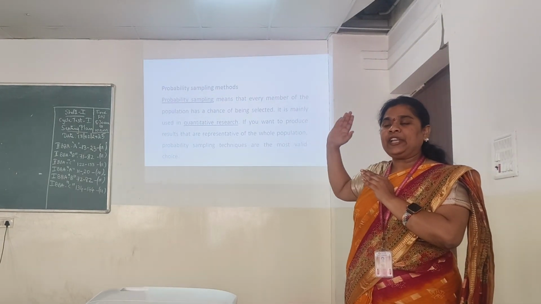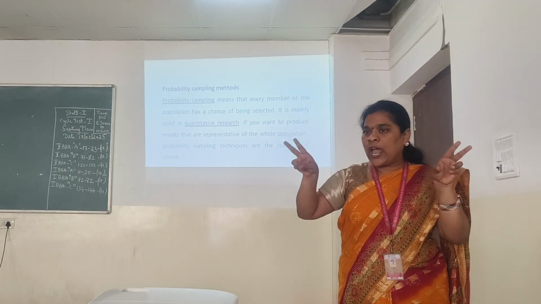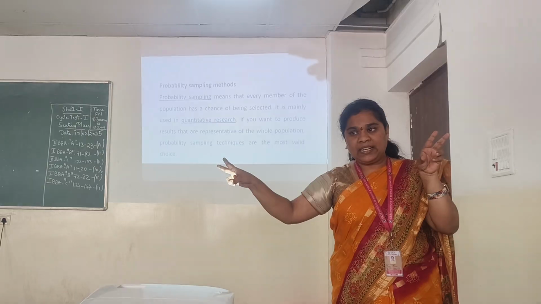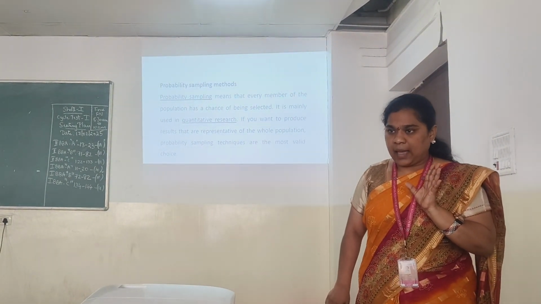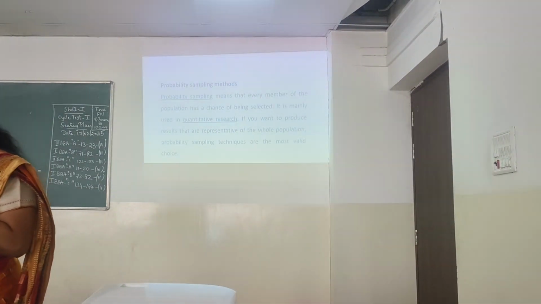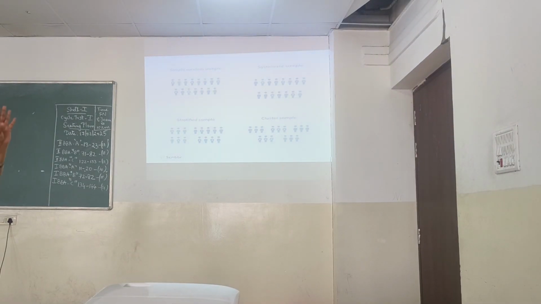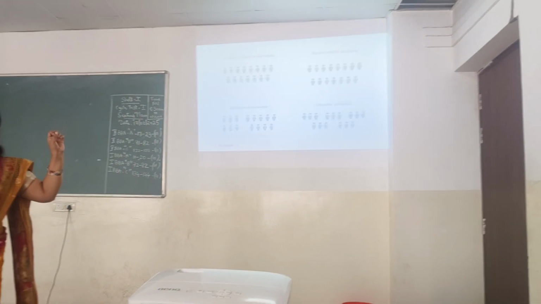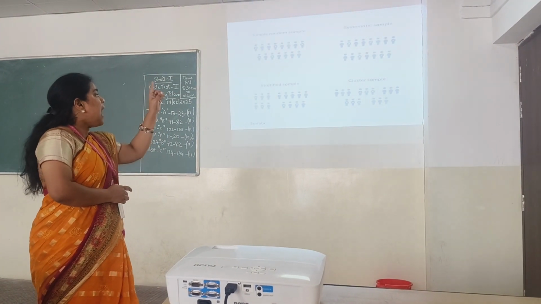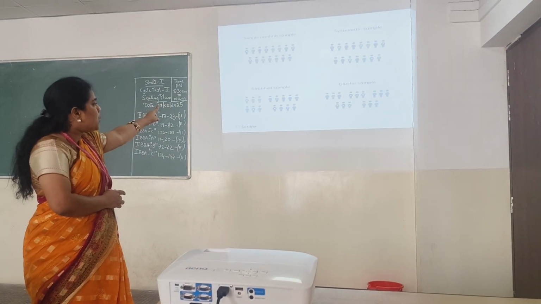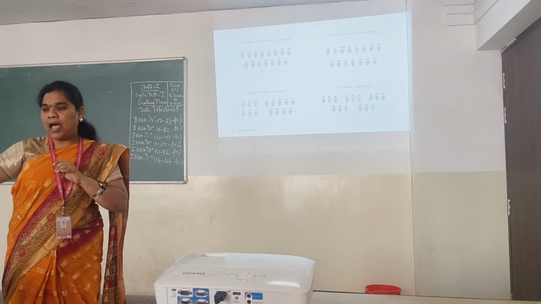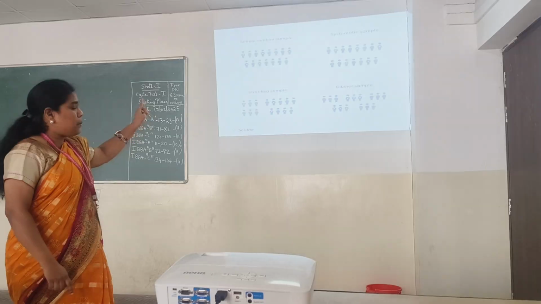In quantitative research, we have two types of methods for collecting and selecting the data: probability sampling method and non-probability sampling method. Probability is used for quantitative, non-probability for qualitative. Now we will see one by one. For probability sampling, we have 4 types: simple random sampling, systematic sampling, stratified sampling, and cluster sampling.